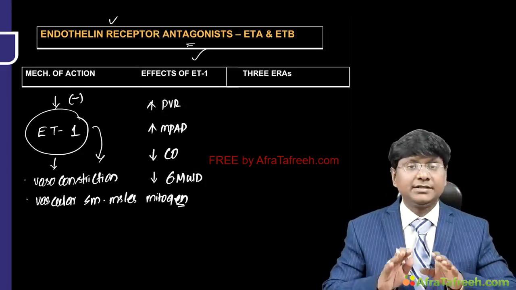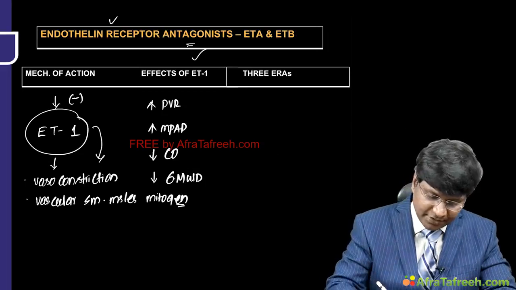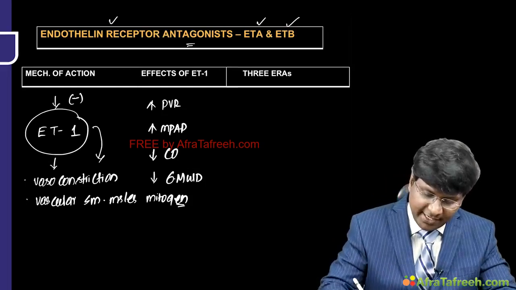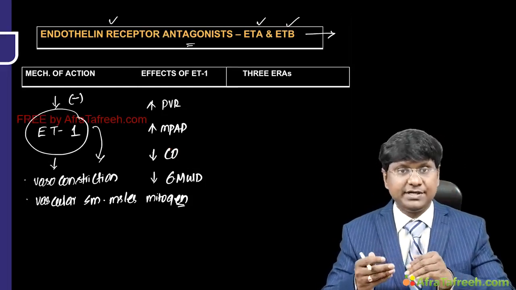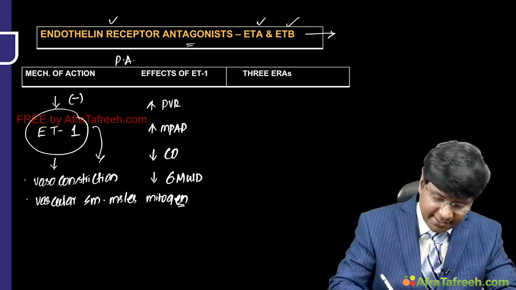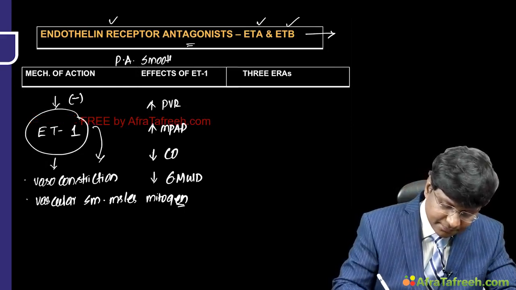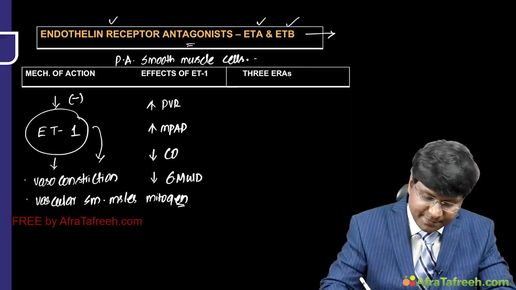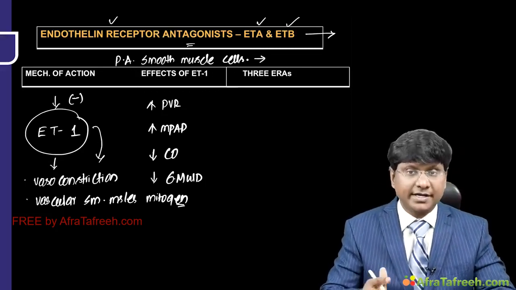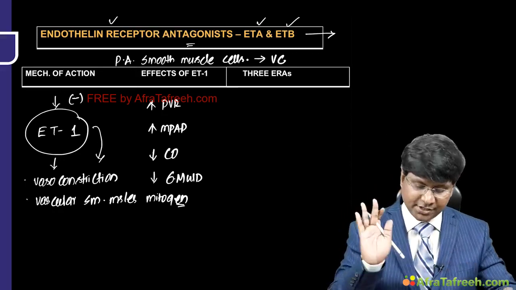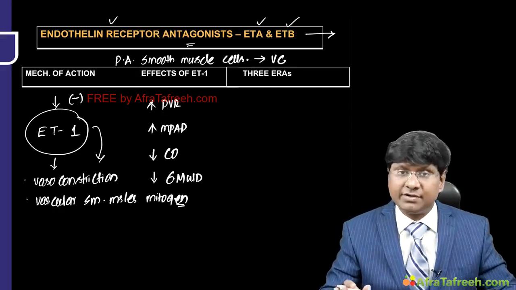Now, we want the endothelin to be antagonized. So we have two subtypes, endothelin A and endothelin B. Where are they expressed? They are expressed in pulmonary artery smooth muscle cells. By being expressed in the pulmonary artery smooth muscle cells, they will cause vasoconstriction. That is the effect of endothelin A as well as endothelin B.